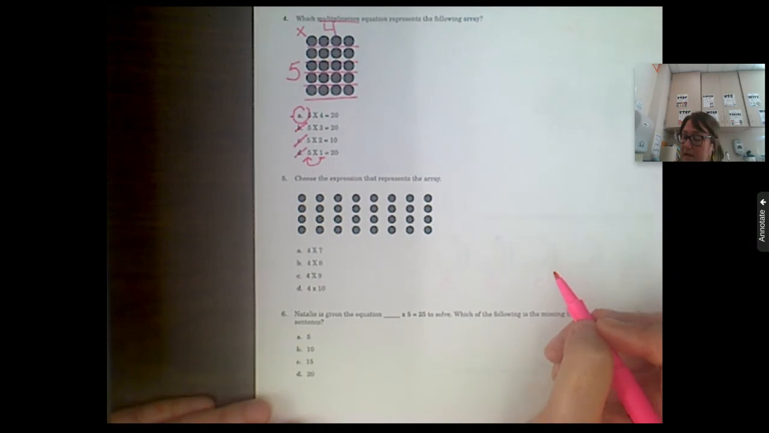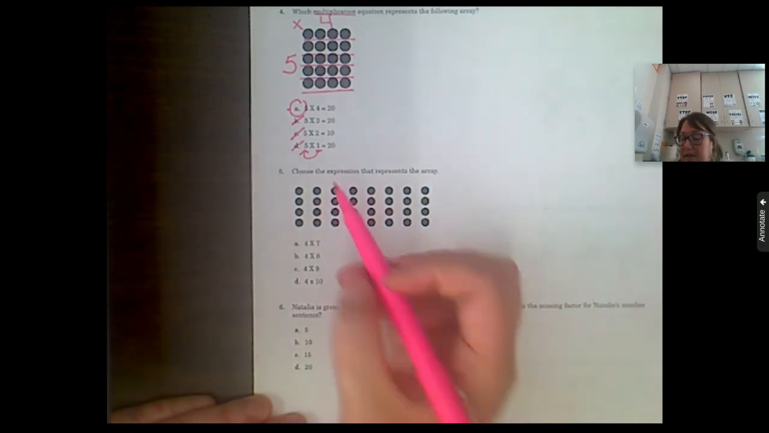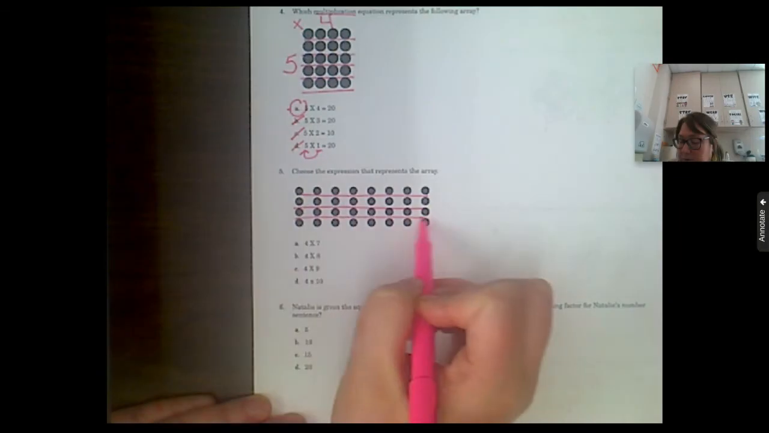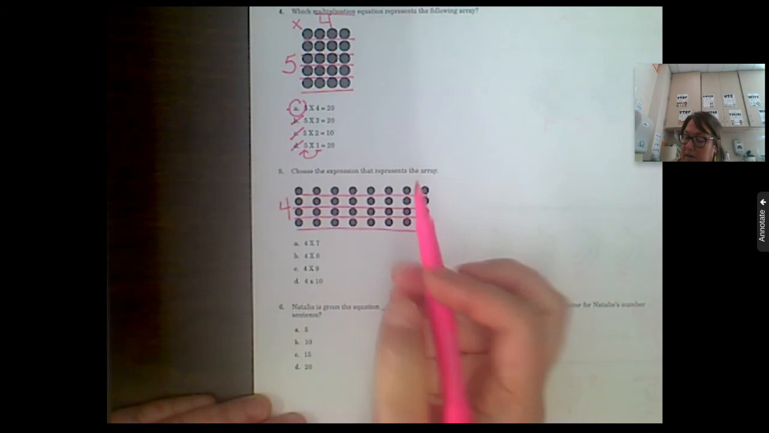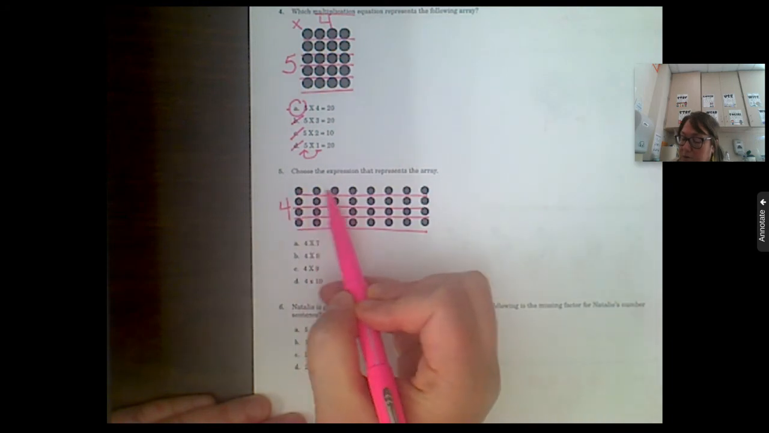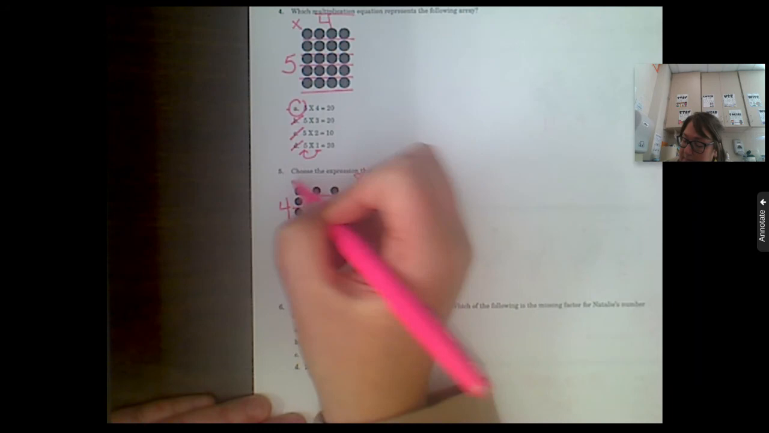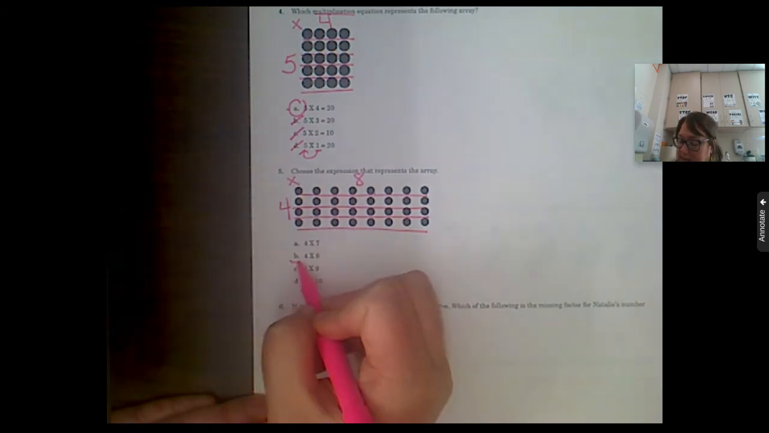All righty. Number 5, choose the expression that represents the array. Same thing. So let's count our rows. 1, 2, 3, 4. 4 rows. And how many in each row? 1, 2, 3, 4, 5, 6, 7, 8. Put our times sign in the corner. Is there one that matches this? There sure is. It is B.